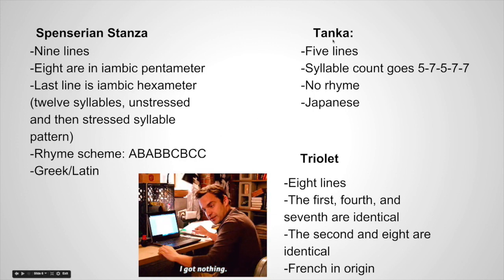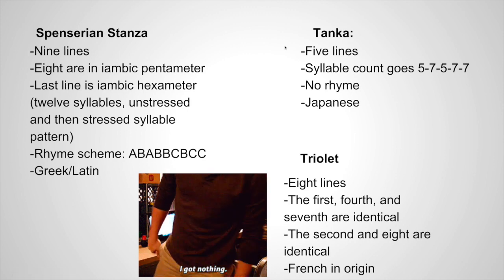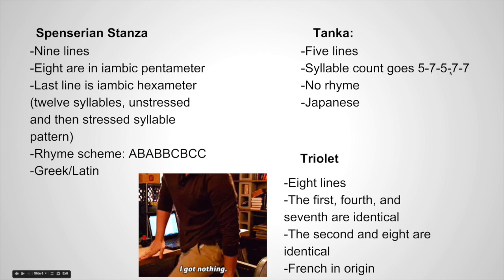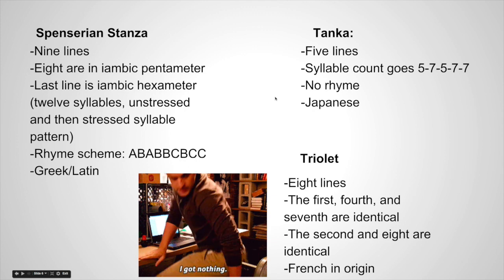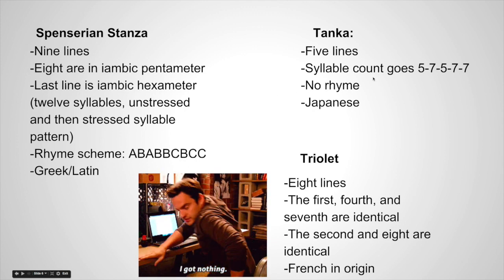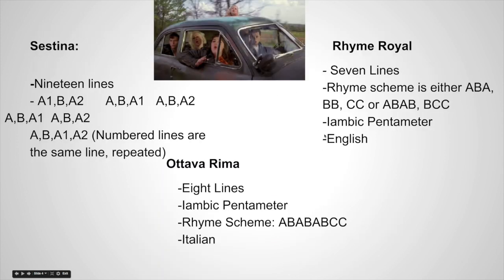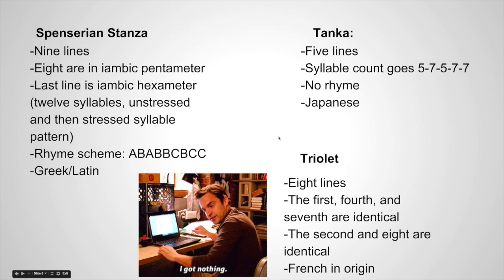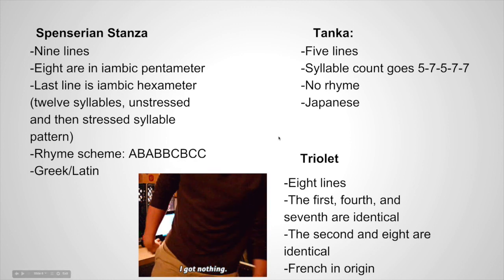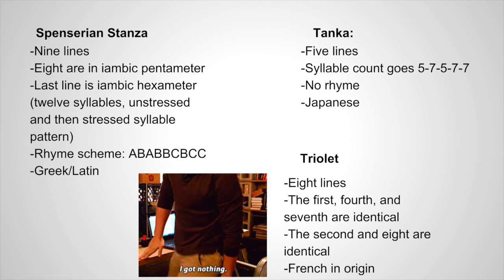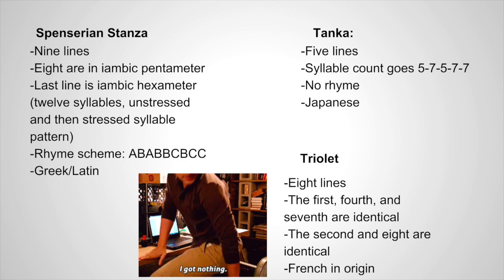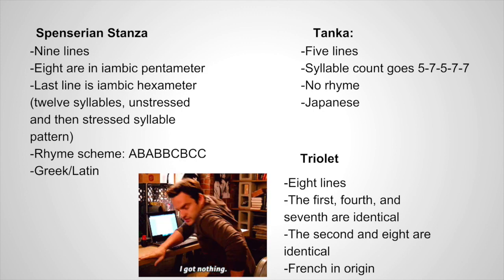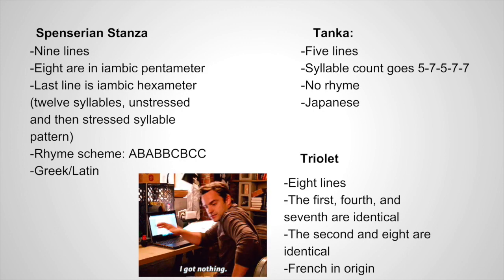We have a Japanese poem called a tanka. 5 lines, syllable count, kind of similar to the haiku, except you got a 7-7 at the end, and there is no rhyme for the tanka, just like a haiku. Then you've got your triolet. 8 lines. Now this one is a little different. The 1st, 4th, 7th are identical lines. The 2nd and 8th are identical as well, and the rest that I didn't mention are something unique. So there's a lot of repetition in a triolet, which is French in origin.